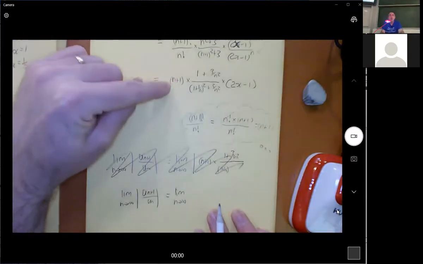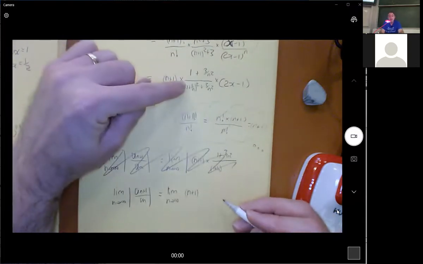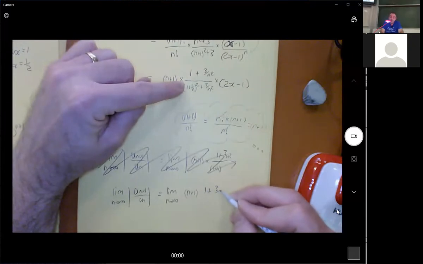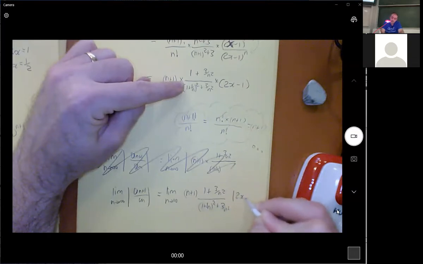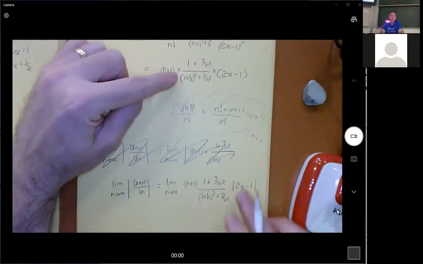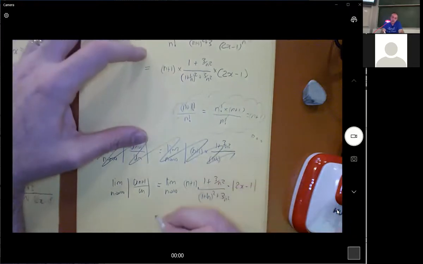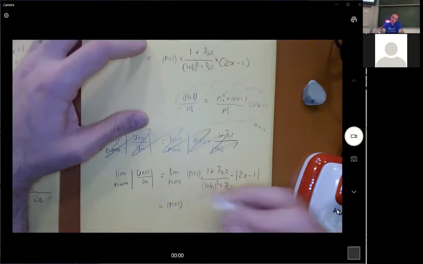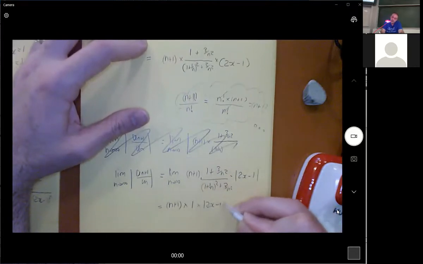So when I do the absolute value of this thing just here, the absolute value of n plus 1 is still n plus 1 because it's a positive number. The absolute value of this is still this because they're all positive numbers. And the absolute value of this needs an absolute value sign because x could be a number that makes this negative. And this limit is n plus 1 times 1, because that's what this one is, times the absolute value of 2x minus 1.